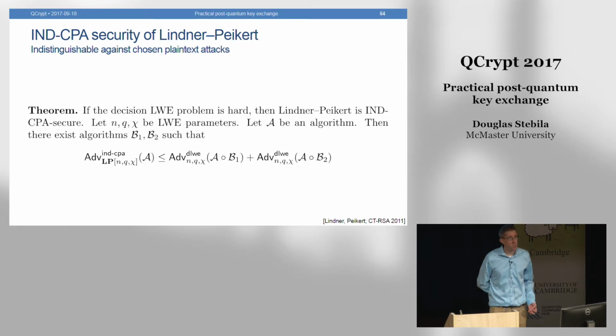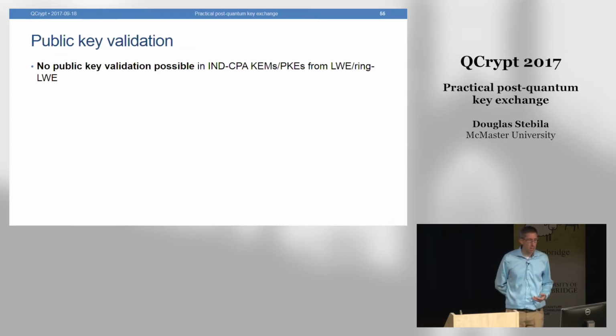Now, this security notion is actually not the strongest security notion that we have. We have another security notion called indistinguishability against chosen ciphertext attacks, which is even stronger. This allows the adversary to also learn the messages corresponding to ciphertexts. And the encryption scheme I've shown you isn't secure against these types of attacks. Okay? And this is because the encryption scheme doesn't have a property called public key validation. Okay? So we can't actually tell if a public key is well formed.